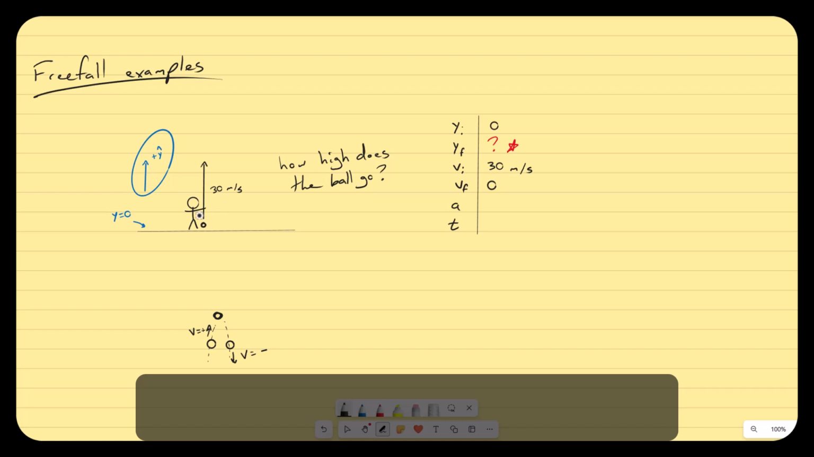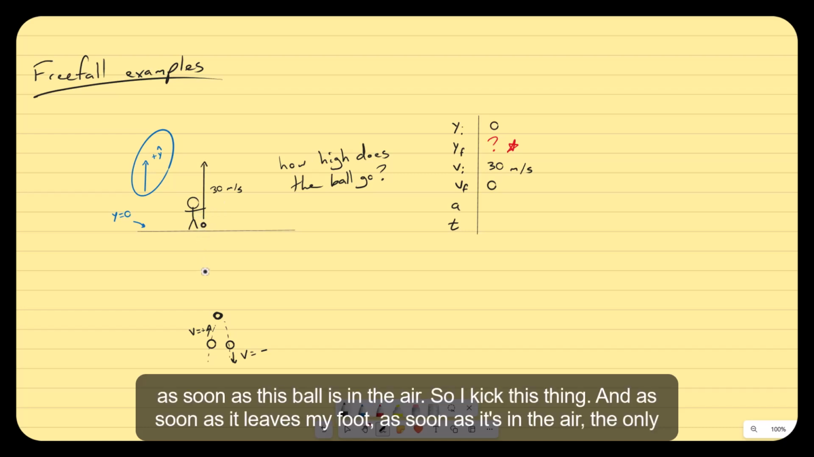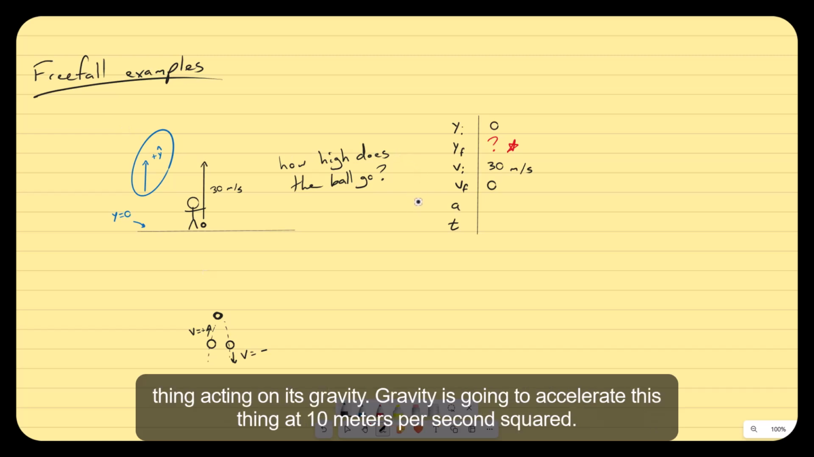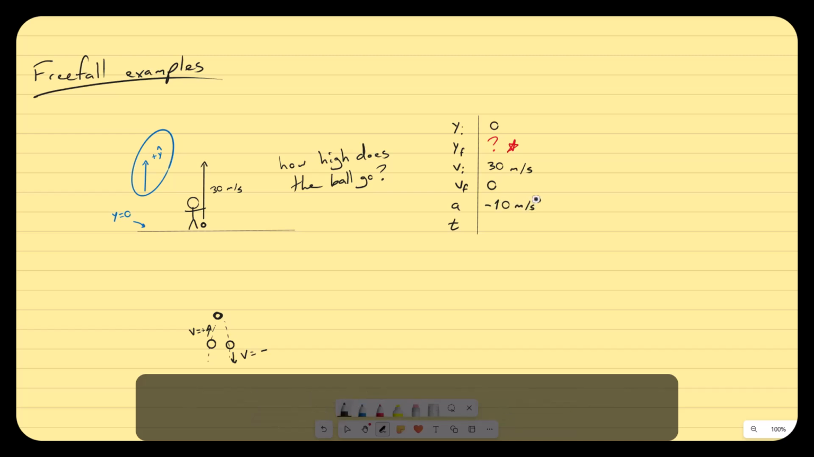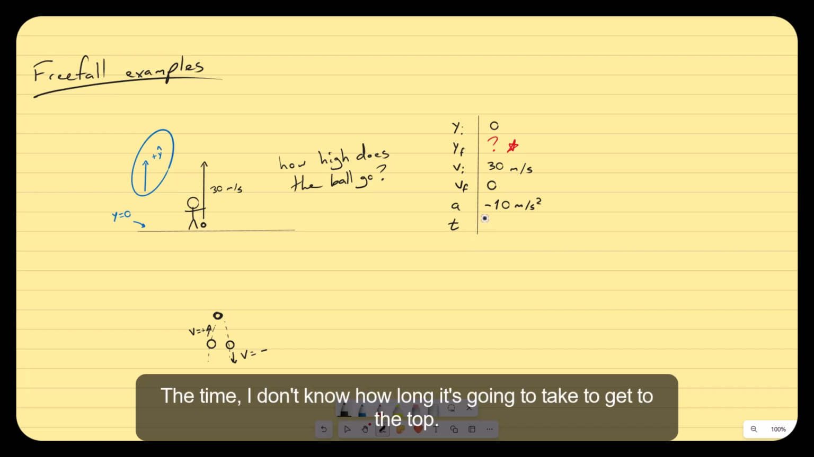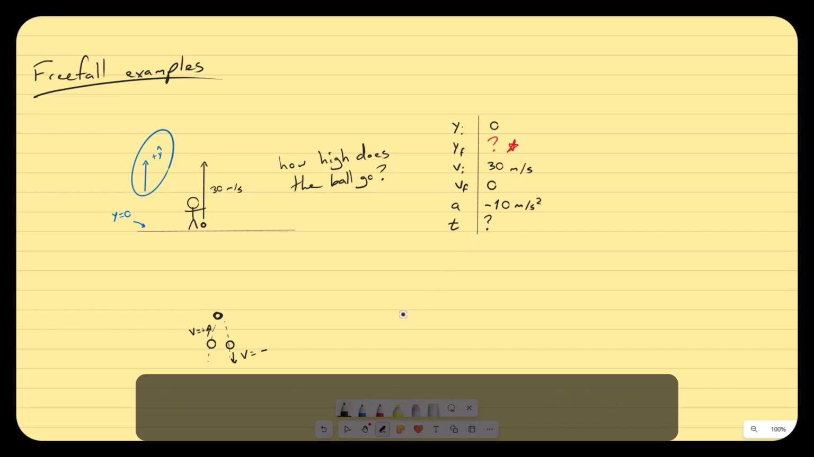Acceleration. As soon as I kick this ball, and as soon as it leaves my foot and is in the air, the only thing acting on it is gravity. Gravity is going to accelerate this thing at 10 meters per second squared in the downward direction, so we get a minus sign. The time, I don't know how long it's going to take to get to the top.